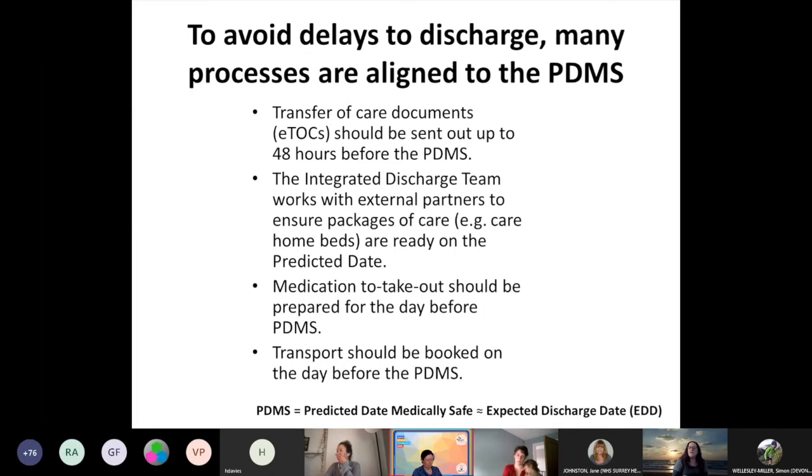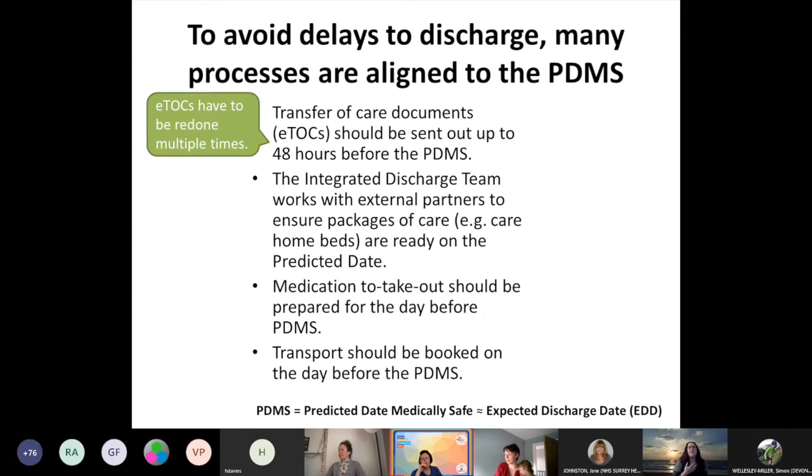Then the medication to take out should be prepared the day before the predicted date, and needs to be submitted so pharmacy has time to process it and dispense it. And then transport should be booked the day before as well. So loads of processes are actually aligned to this date, so it's really important to get it accurately.